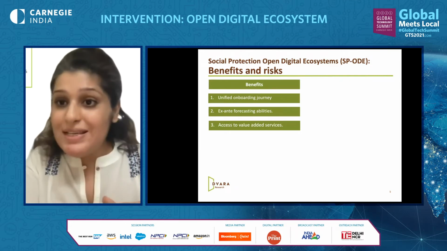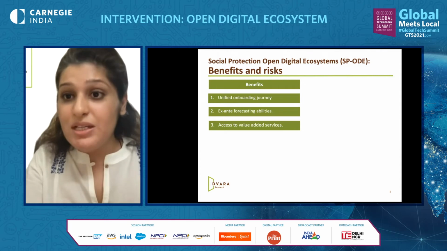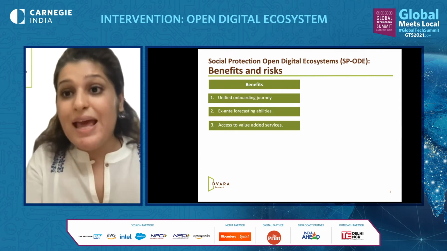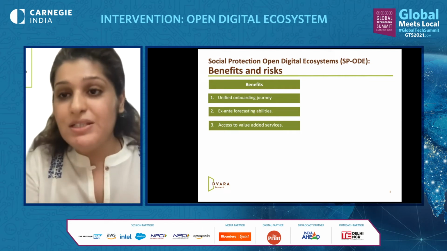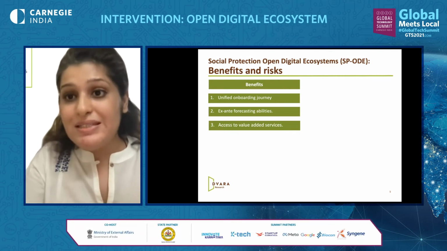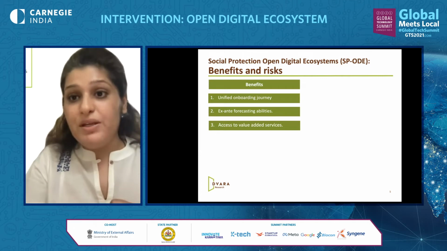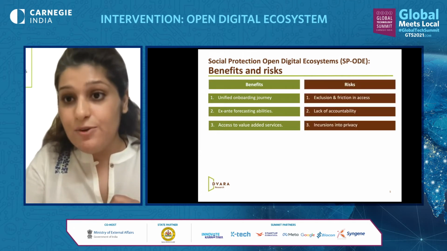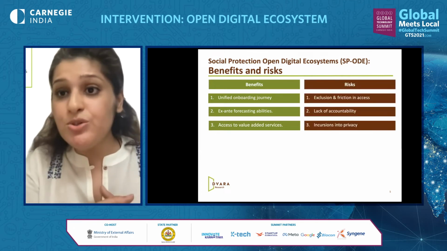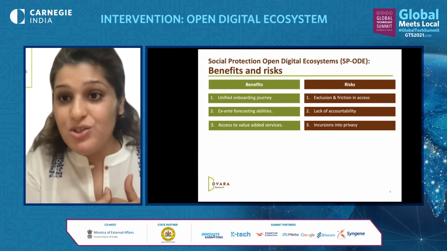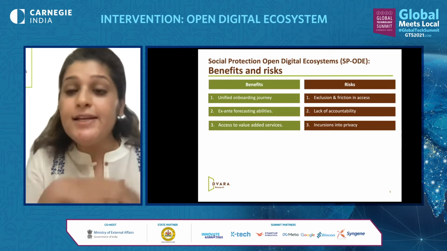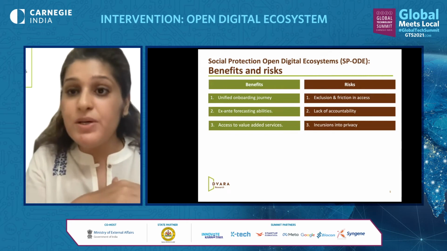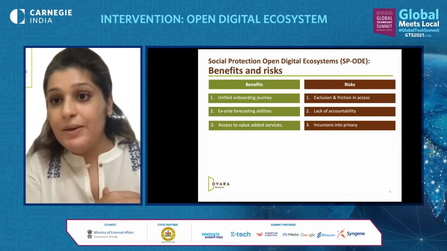Our work on digitization, however, shows that these opportunities can be missed and risks can actually surface if SPODEs do not operate within strict governance frameworks. Some of the big risks that we perceive to happen in the absence of governance frameworks include exclusion due to usage of black box algorithms and digitization, lack of accountability, which is typical in digital ecosystems, and incursions into privacy given the richness of the personal data that the SPODE is handling.